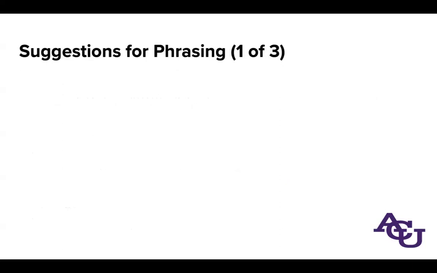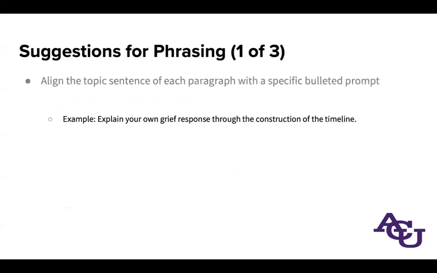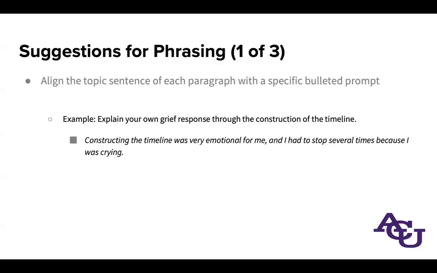Now, some suggestions for phrasing. Again, if you are less familiar with using first-person perspective, remember, it always helps for your reader to know who you're referring to by explicitly identifying whose thoughts or experiences these are. So make sure to align the topic sentence of each paragraph with a specific bulleted prompt. So, for example, explain your own grief response to the construction of the timeline. Oh, well, phrasing like, oh, constructing the timeline was very emotional for me, and I had to stop several times because I was crying.